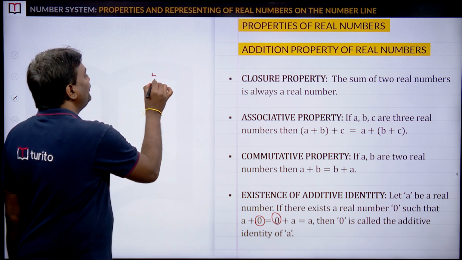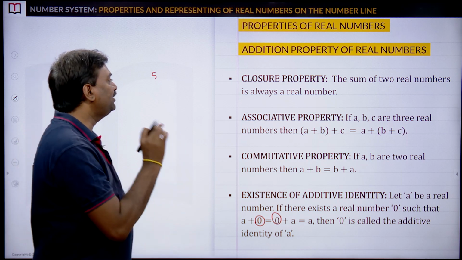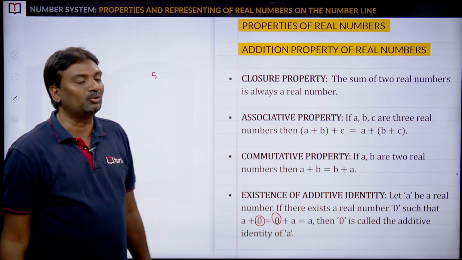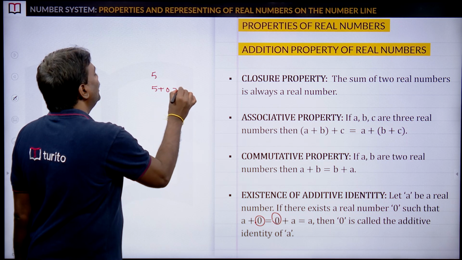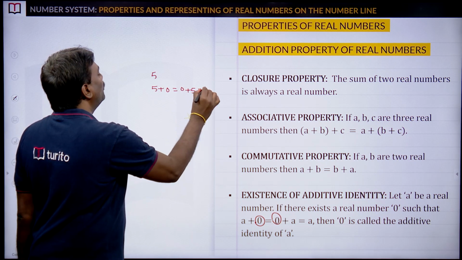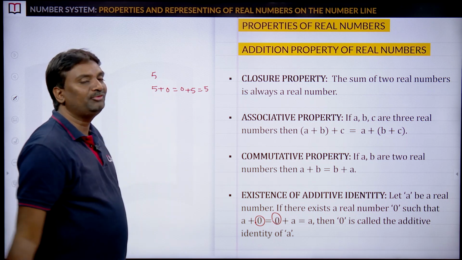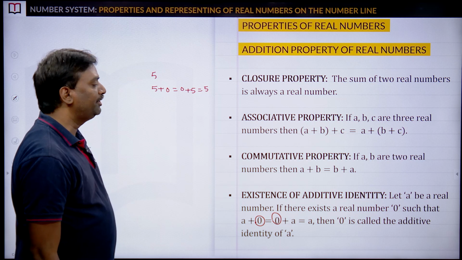So for example, if we take 5, and I ask you what is the additive identity of 5, simply you can say that is 0. Why? 5 plus 0 or 0 plus 5 both are equal to 5. So by adding 0 to 5 we are getting again 5. That's why we can say 0 is the additive identity.